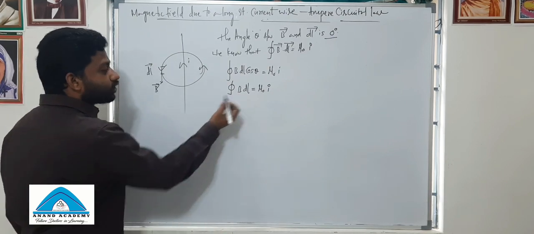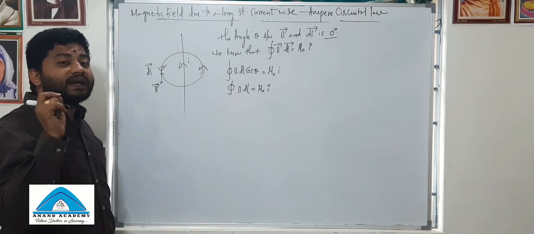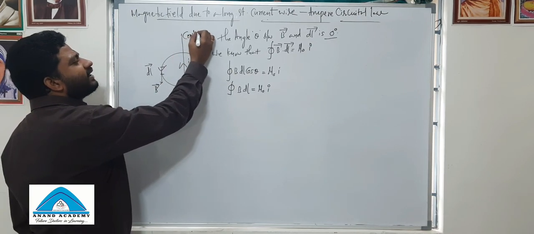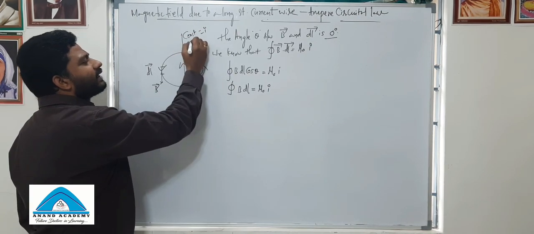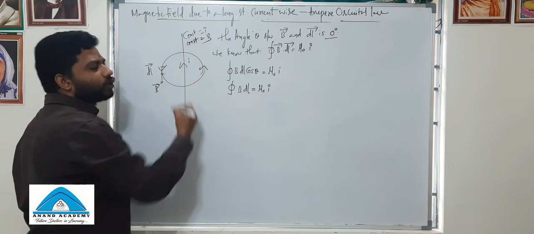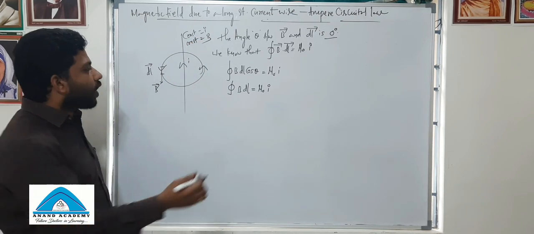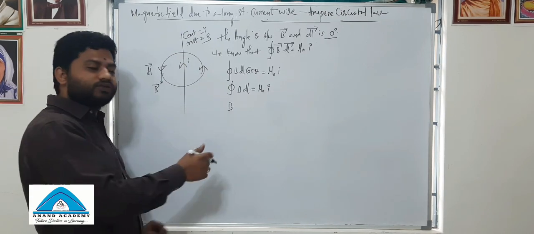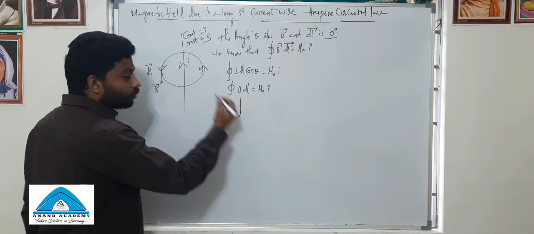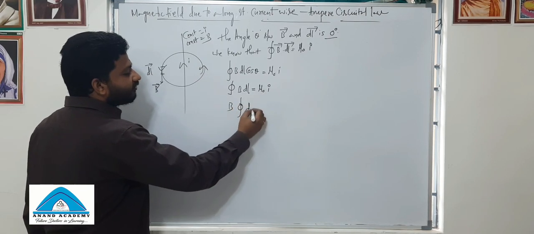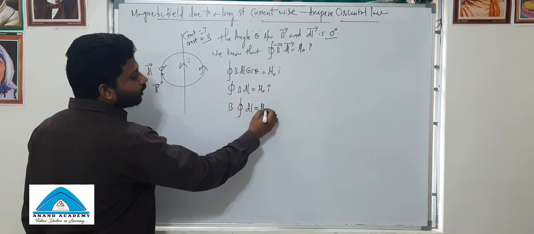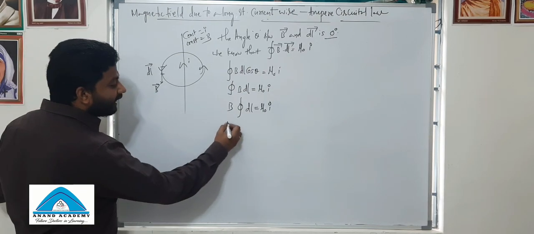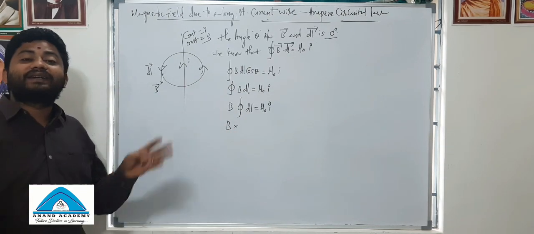Okay, so B is constant. Constant magnetic field, because the current is constant and the magnetic field produced around it will also be constant. So as B is constant, I am just taking it outside. So B into closed integral of dl is equal to mu naught into I. Here comes an important point. So B into integral dl.